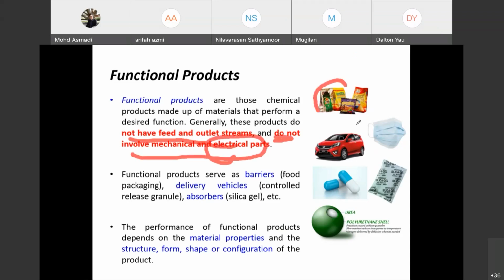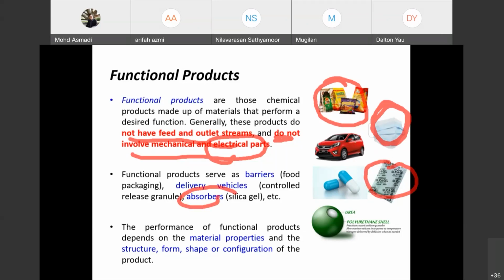For example, this one, right? Food packaging. There's no electrical part or mechanical part, right? Okay, and this one is just to filter particles or unwanted compounds in air, right? So this does not involve inlet or outlet streams. Okay, absorber. Okay, absorber is like a silica gel. We want to remove the moisture, absorb the moisture.